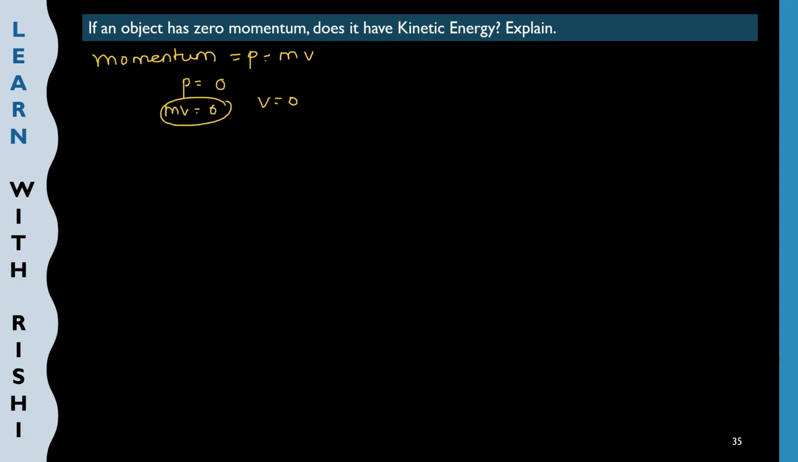Since mass of an object is never 0, there will be any number for mass. But if velocity is 0, then the answer will be equal to 0. So from this, it implies that velocity of the object is 0. That's why the momentum is 0. Now we have derived the expression for kinetic energy. Kinetic energy is equal to half into mv square. V is equal to 0, so kinetic energy is also going to be 0. They have asked if an object has zero momentum, does it have kinetic energy? So no, it doesn't have kinetic energy.